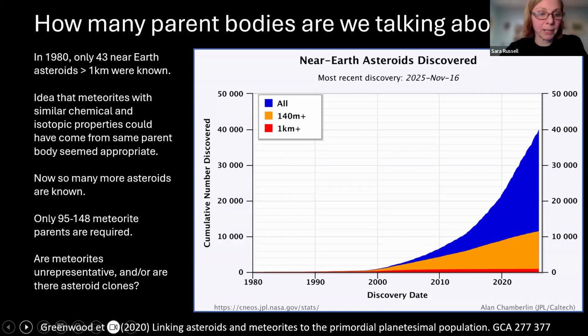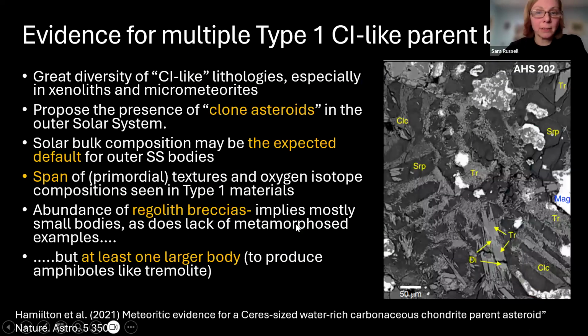Meteorites of the same group, but actually there are multiple parent bodies. And so this is the idea that I'm going for. I think that the multiple parent bodies can explain this great diversity of CI-like lithologies, especially the huge variations that we see in xenoliths and micrometeorites. And so there may be clone asteroids in the outer solar system.